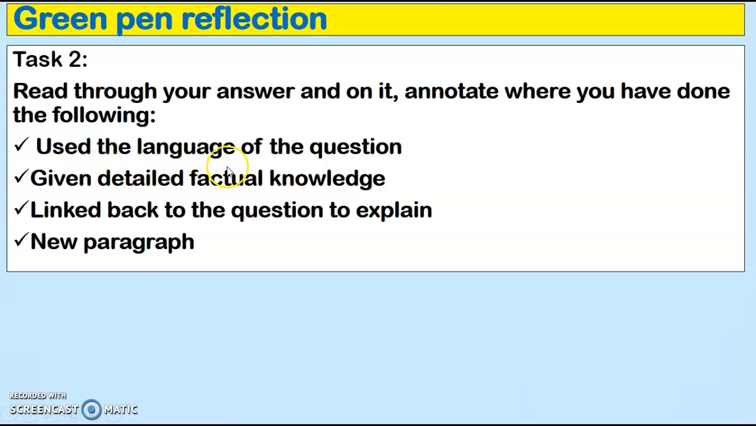Where have you used the language of the question? Where have you given detailed factual knowledge? Where have you linked back to the question to explain how the knowledge you mentioned helped to improve medicine? Where have you used a new paragraph? Pause the video now and annotate your answer, looking for those 4 things. This will take you approximately 5 minutes.